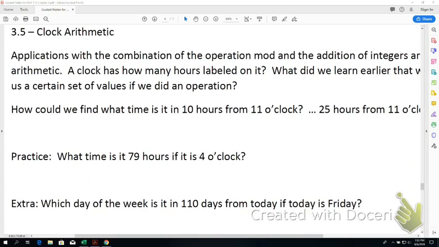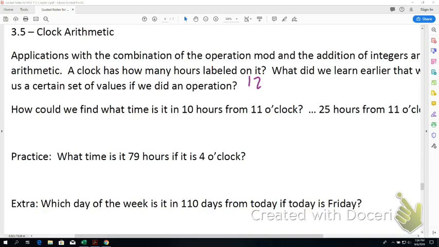So applications, one of them is with mod, as you saw the objective at the very beginning, real world applications. So one is the clock arithmetic. Applications with the combinations of the operations mod and the addition of integers are called clock arithmetic. A clock has how many hours labeled on it? It's going to have 12, right?